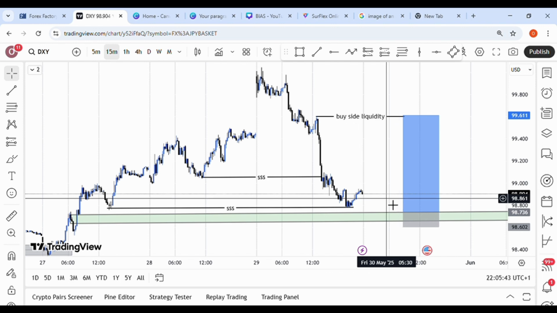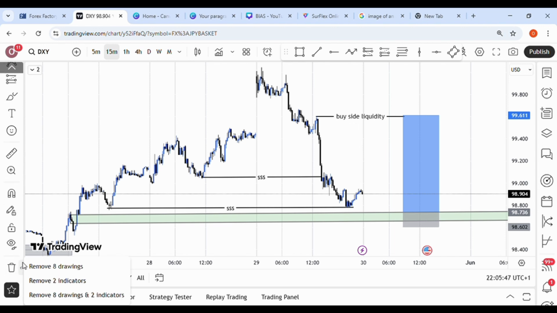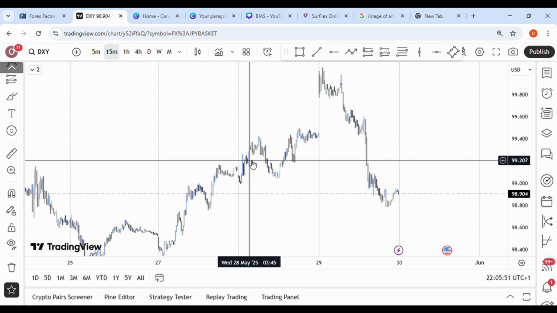Now let's start afresh. First of all, we are cleaning all this off. Now this is our empty chart, nothing in the chart. The chart is just empty. So now what are we going to be doing?